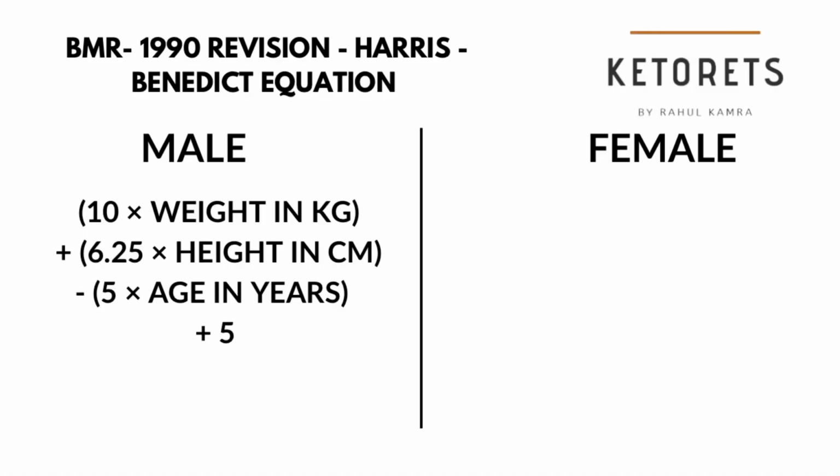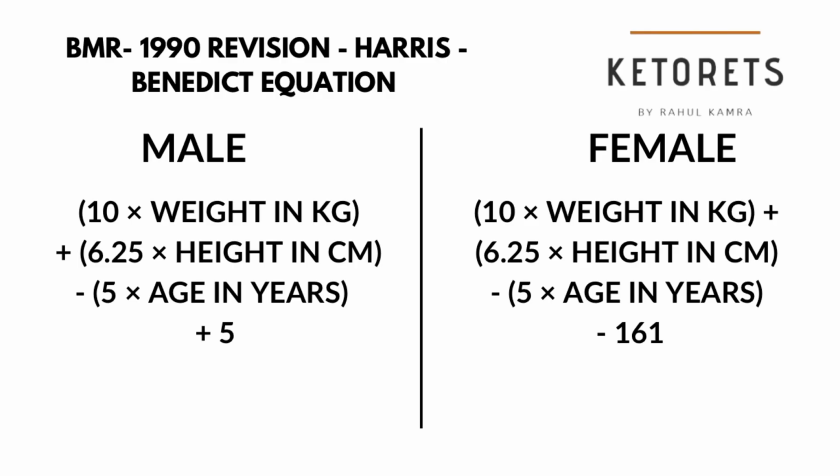For male, it is 10 times your weight plus 6.25 times height minus 5 times your age plus 5. Age has to be in years, weight has to be in kg, height has to be in centimeters. For females, it is calculated as 10 times your weight plus 6.25 times your height minus 5 times your age minus 161.